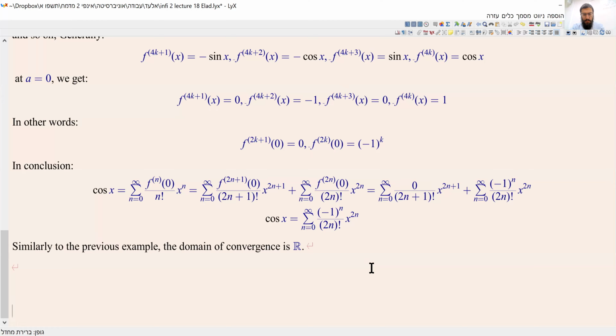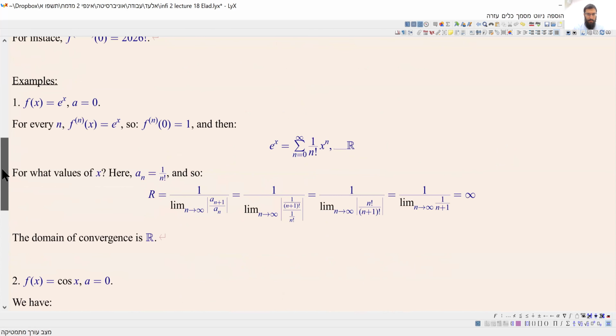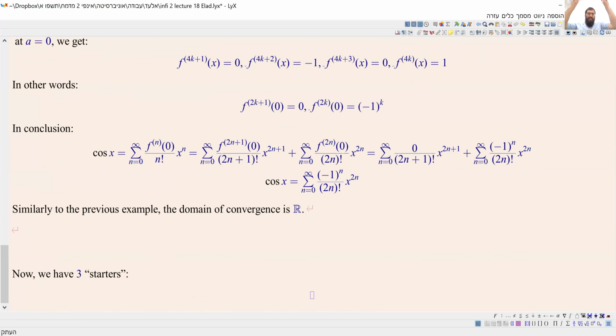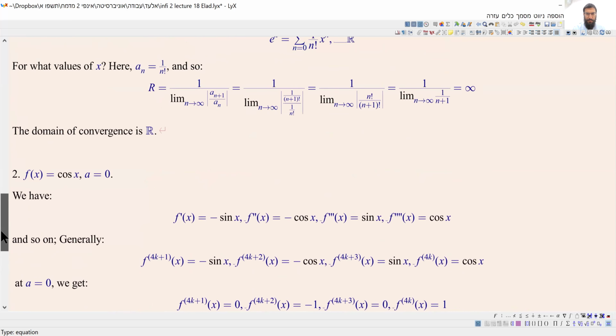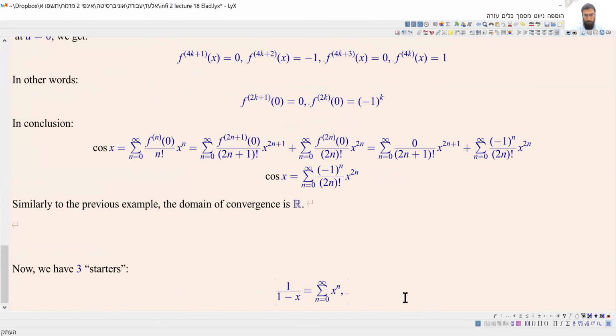So, right now we have, just like in Pokemon, 3 starters. We know that the geometric series equals 1 above 1 minus x, and vice versa. I mean, the equation goes both ways. And as mentioned, it is important to acknowledge it. E to the power of x and cosinus. You chose cosinus, your own fault.